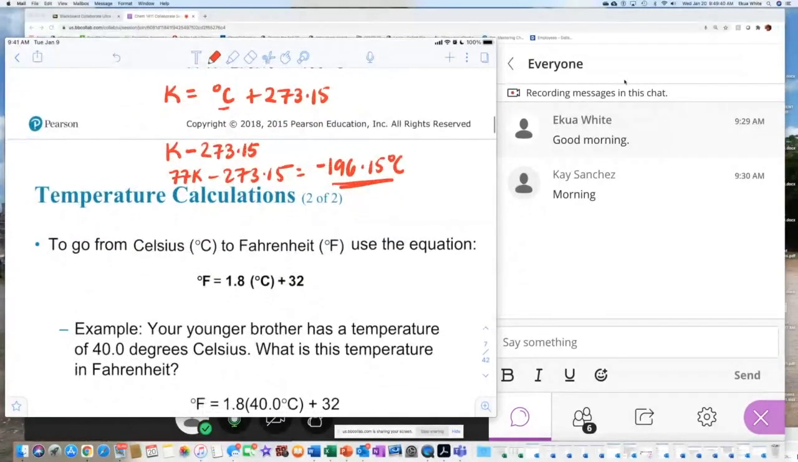So we finally see the relationship between Fahrenheit and Celsius, like I told you. You probably have seen this before. To go from Celsius to Fahrenheit, degrees Fahrenheit is equal to, now they have this as 1.8. There are other formulas that have it as 9 over 5 times degrees Celsius plus 32.